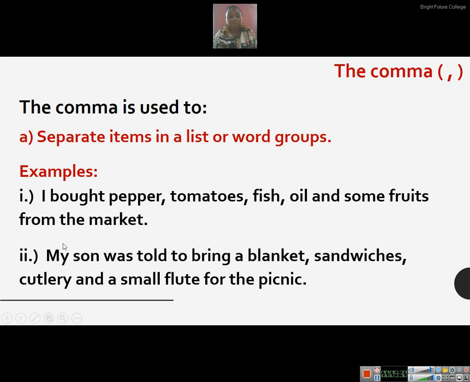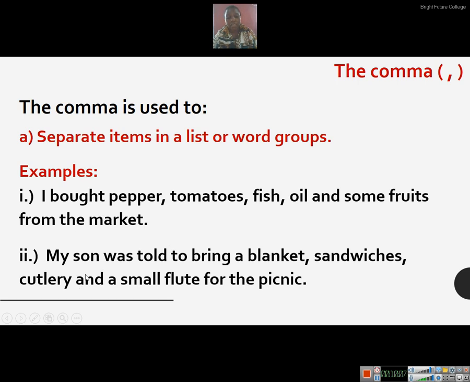The second example: my son was told to bring a blanket, sandwiches, cutlery, and a small flute for the picnic. So the listed items there are separated with commas. Blanket, sandwiches, cutlery, and a small flute. Just like what happened before, when I use this conjunction, I don't need a comma. When I use and, which is a conjunction, I do not need a comma.